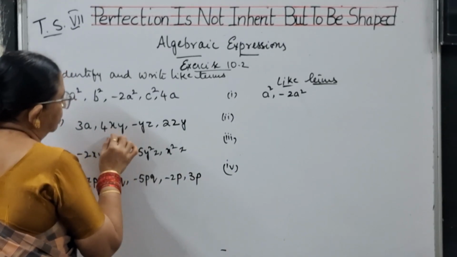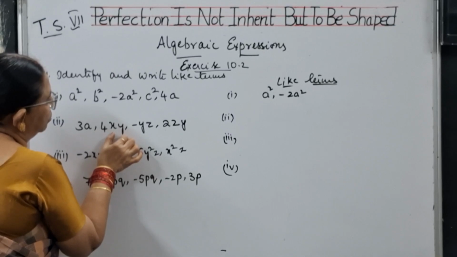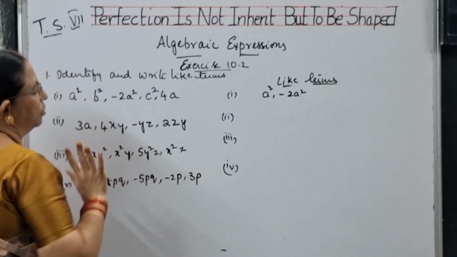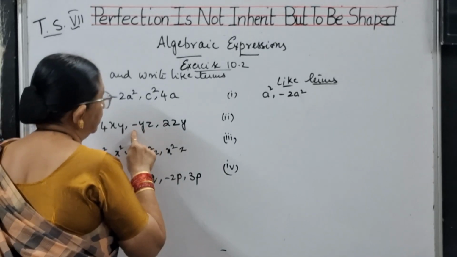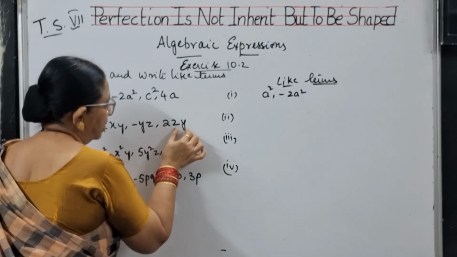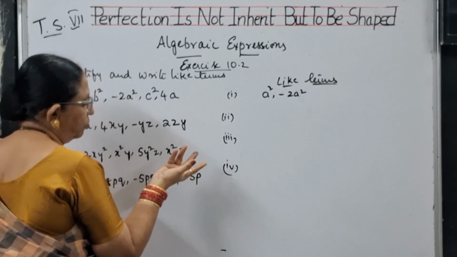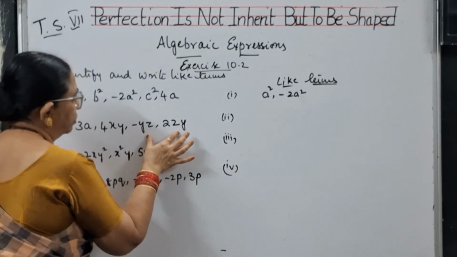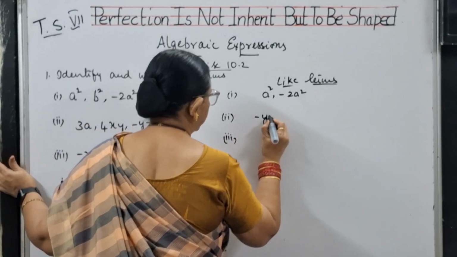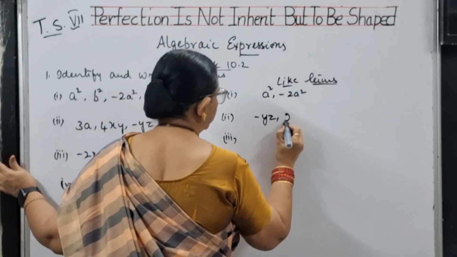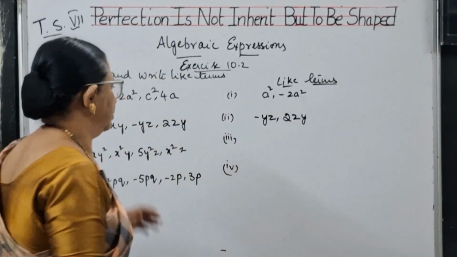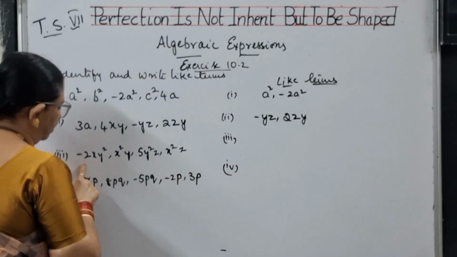4xy. That means we have to see the combination of xy. This is yz. This is zy. Now this is minus yz. Variables are yz, and here zy. zy or yz, both of them are the same. So you have to take these two, that is minus yz and 2zy. These two are like terms. Now let us see this.